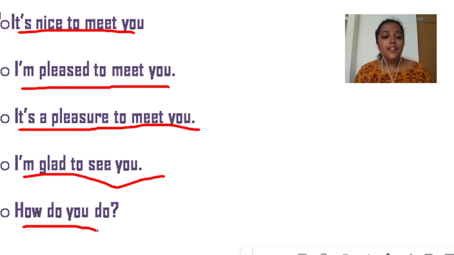And what is the final one? How do you do? So these are the general greetings that we use in formal situations. These are the different words that we use to greet a person in a formal situation.